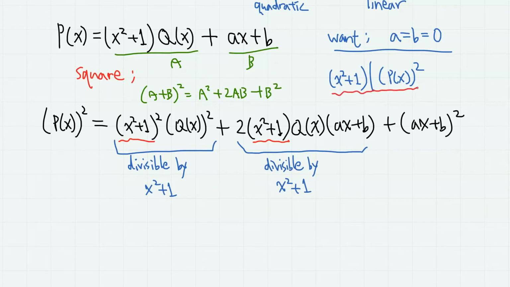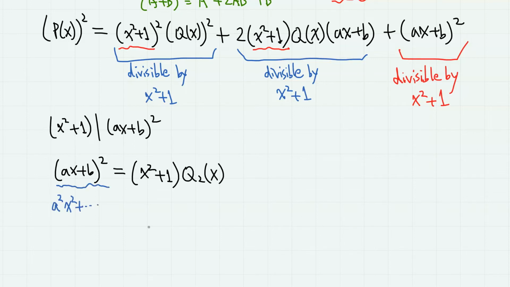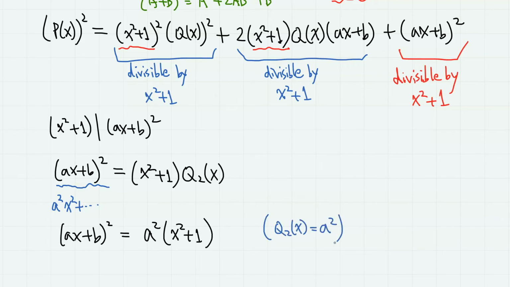Therefore, if x squared plus 1 divides p(x squared), then x squared plus 1 must divide this part, (ax plus b) squared. So we have this condition, meaning that this (ax plus b) squared equals x squared plus 1 times some quotient q2(x) with 0 remainder. But since (ax plus b) squared is a quadratic polynomial with leading coefficient a squared, we can write (ax plus b) squared equals a squared times (x squared plus 1). Meaning that this quotient q2 is simply a squared.